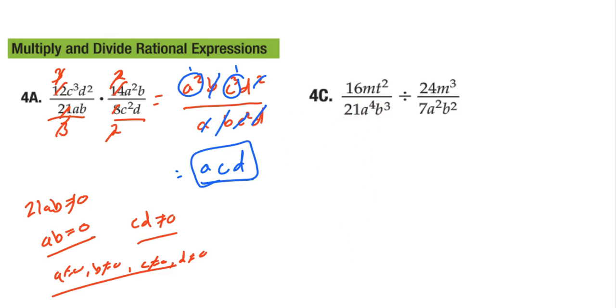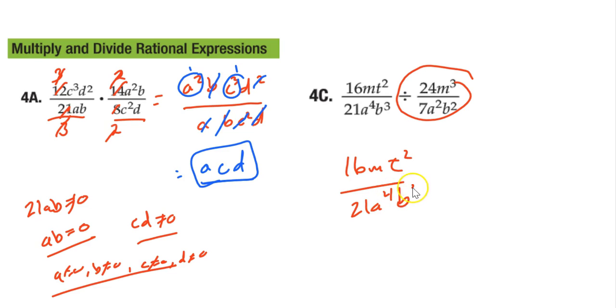They actually didn't ask about it. But the way we do the problem is still the same. Right now, notice this divide sign, so we're going to flip the right hand side. So 16m t squared over 21 a^4 b cubed times the reciprocal 7a squared b squared over 24m cubed. And again, I like to do the numbers and variables separately. This makes it easier for me.